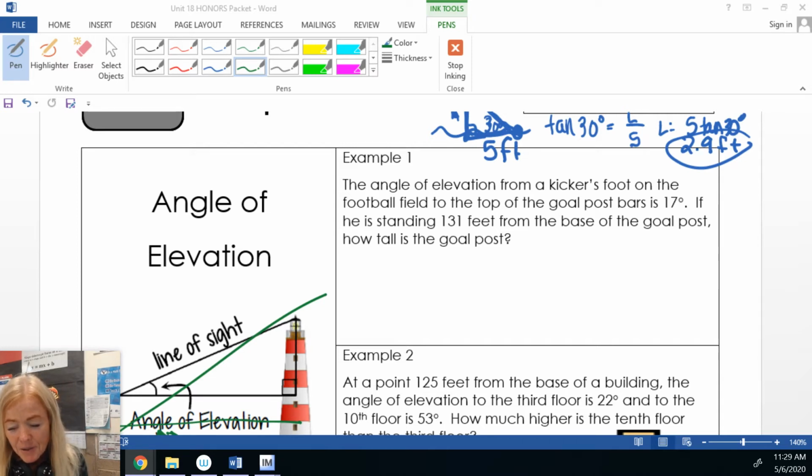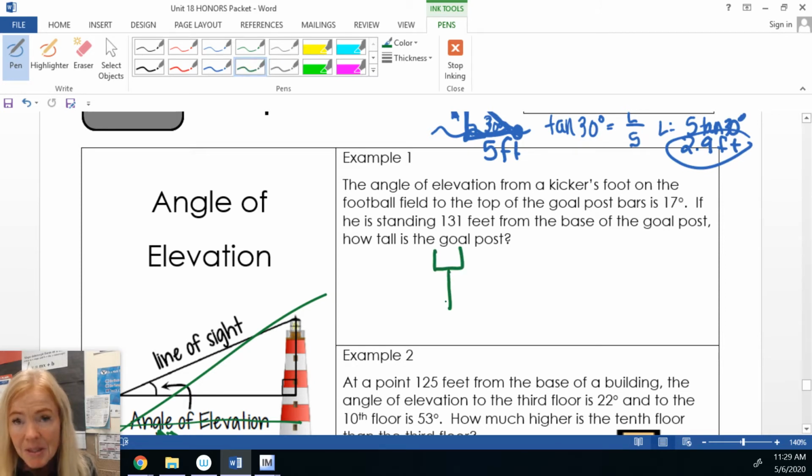But in this case, it tells you the angle of elevation from a kicker's foot on the football field to the top of the goalpost bars is 17 degrees. So the trick here is you got to draw the scenario so that you know what the sides are and which sides are involved, so you can set up the appropriate trig function like sine, cosine, or tangent, as well as the ratio with your x in it.